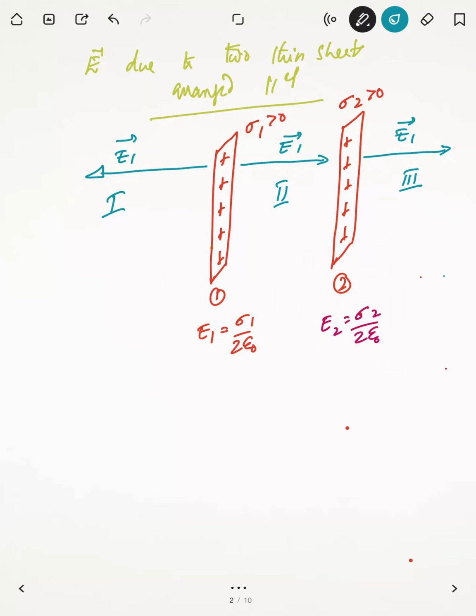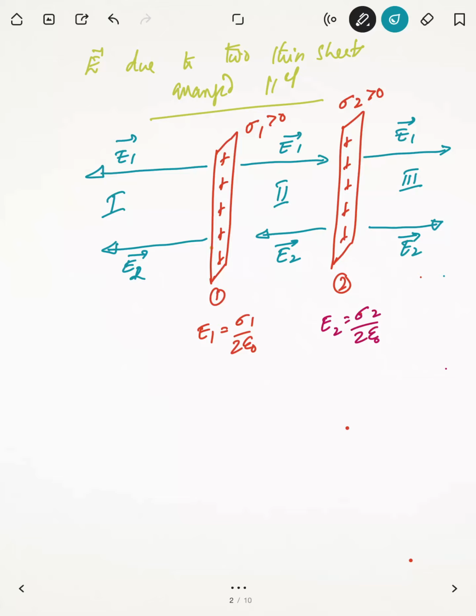Now you have to mark the directions of E2. Take the second sheet here, with its electric fields in regions 1, 2 and 3. Regions 1 and 2 are to the left of the second sheet, so the field will be directed outward, like this. This is the E2 vector, this is also the E2 vector, the directions of E2 in regions 1 and 2. The third region is to the right of the second sheet, so the electric field in the third region due to the second sheet, E2, is like this. So we mark the directions of the E1 vector and E2 vector in all regions.